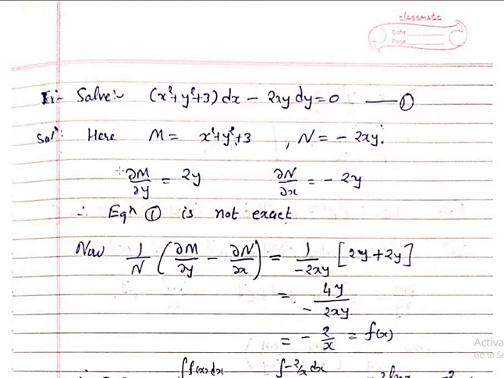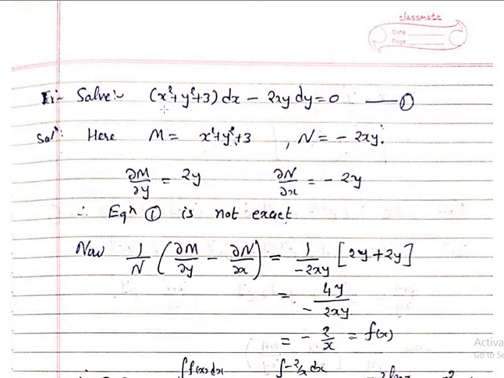Now see, here solve (x square plus y square plus 3) dx minus 2xy dy is equal to 0. See, this equation is neither homogeneous nor is it a function of x into y, because this term is not a function of x into y.